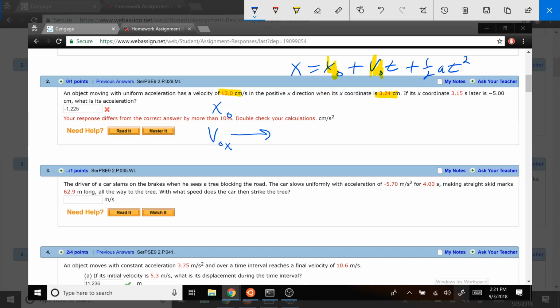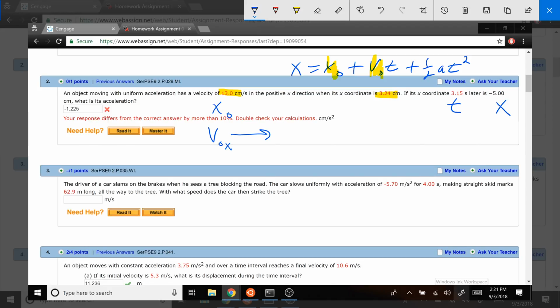Gotcha. If its x-coordinate is 3.15 sometime later, so that's going to be x. And therefore, that's that part. Notice it's less. Oh, wait. Sorry, it's not x. X-coordinate sometime later. That's the time. So that's going to be the time. Is -5. Okay, that's going to be the x. So, but it has gone back to the left. So even though it's moving to the right, it ends up somewhere over here to the left in the end.